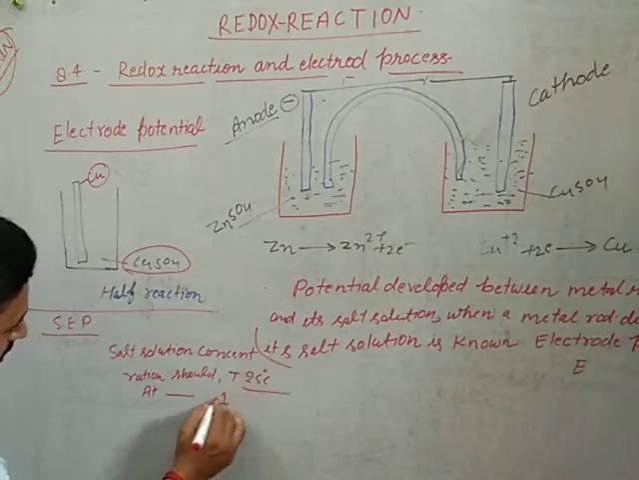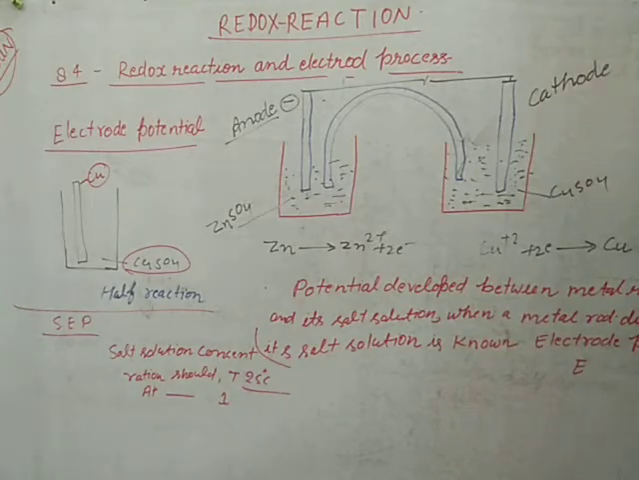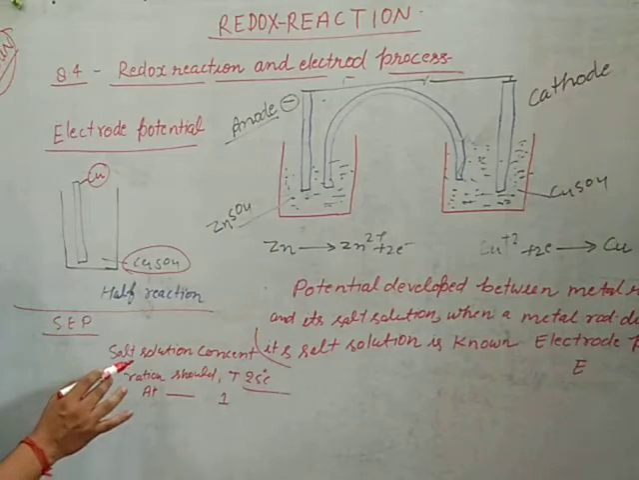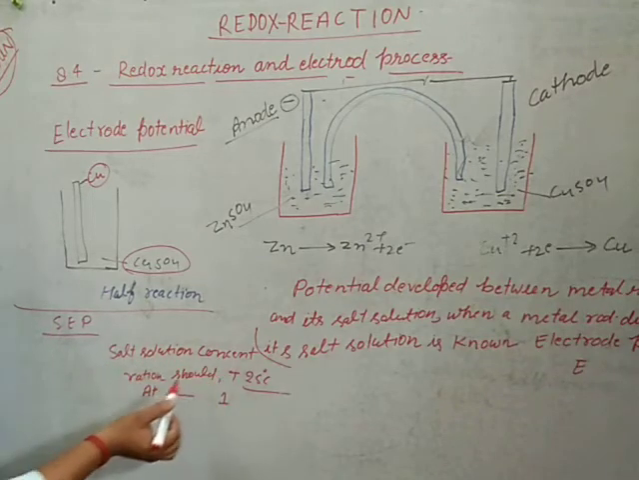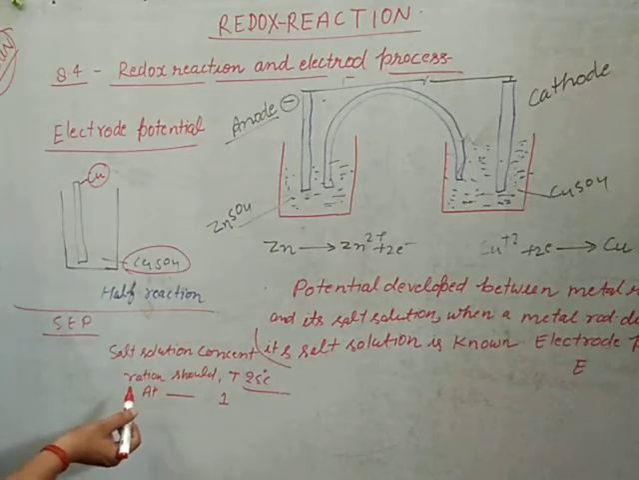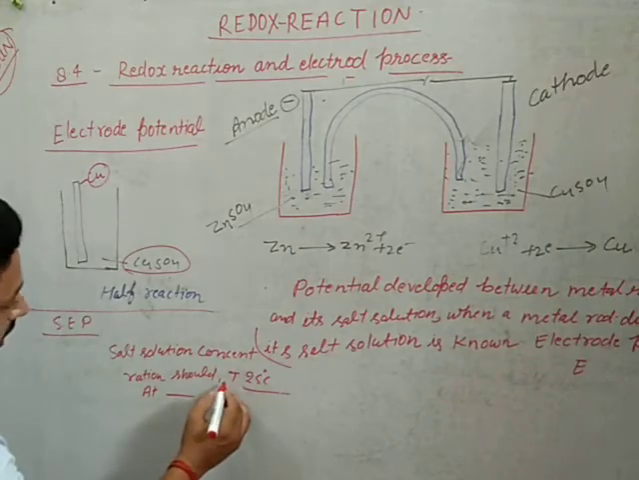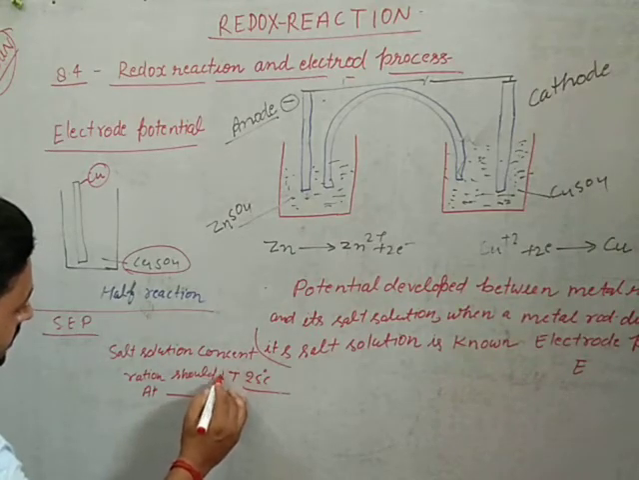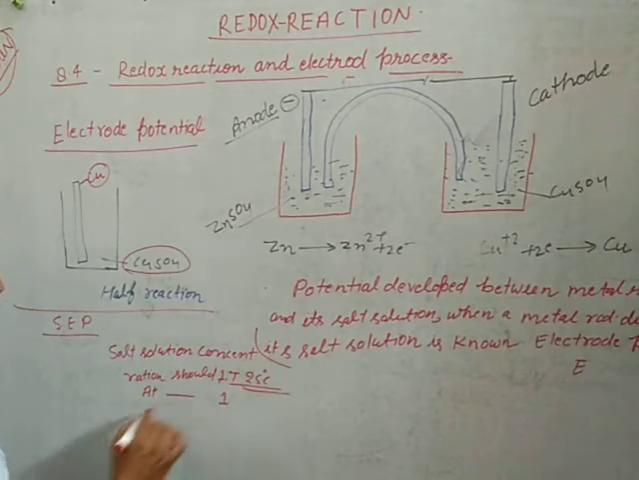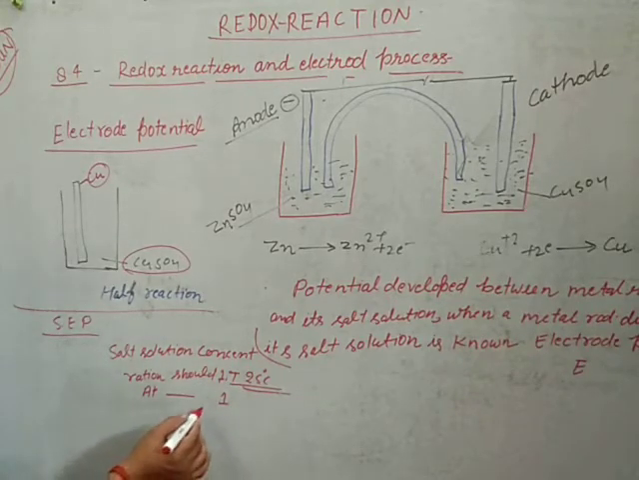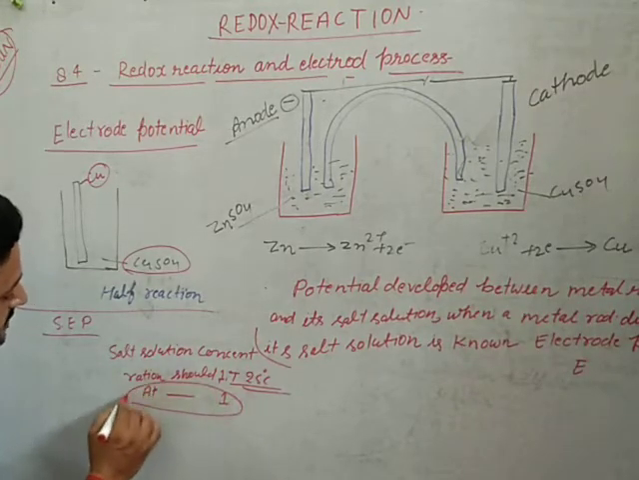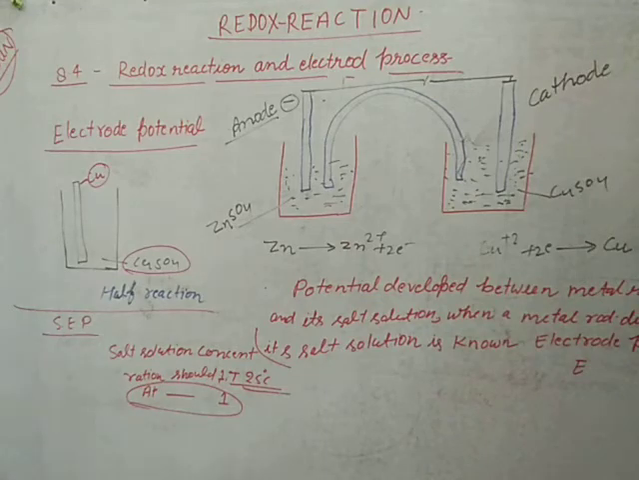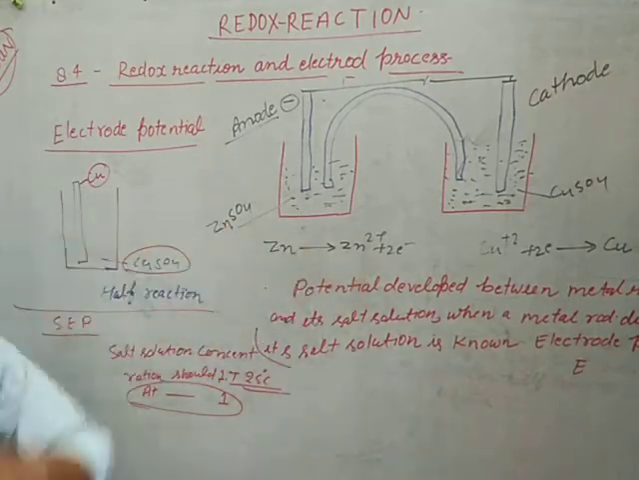So what is the difference between electrode potential and standard electrode potential? In standard electrode potential, the concentration of salt should be unity, meaning 1, the temperature should be 25 degrees Celsius, and the pressure should be 1 atmosphere.